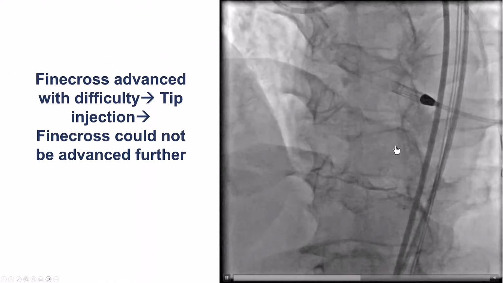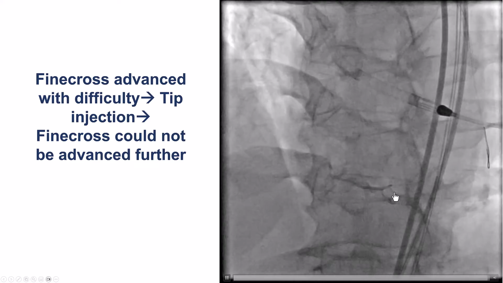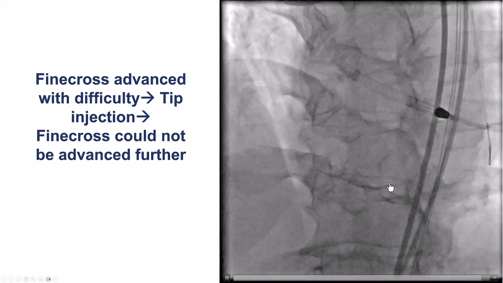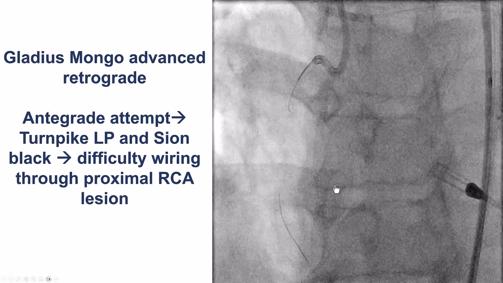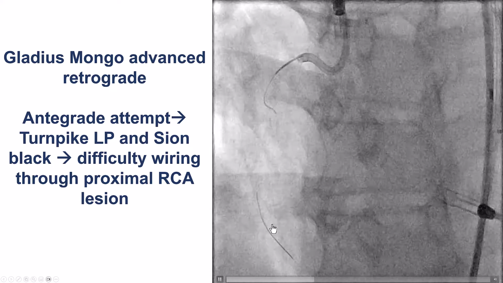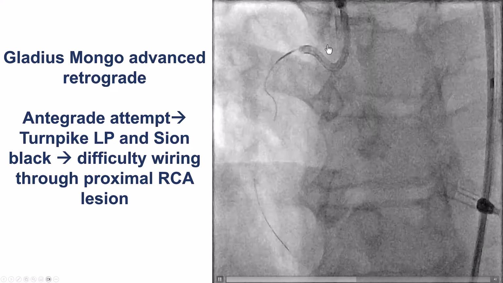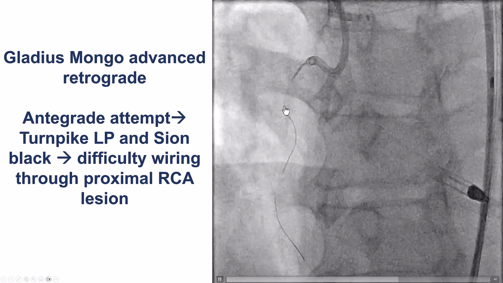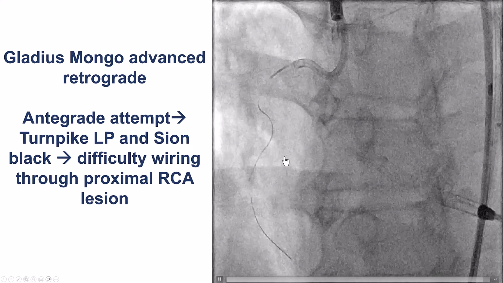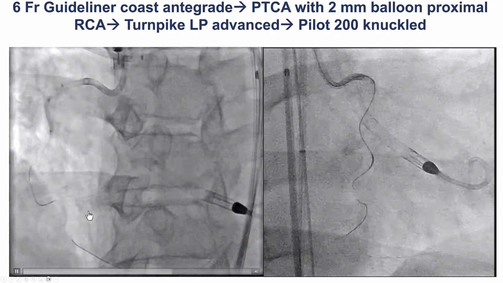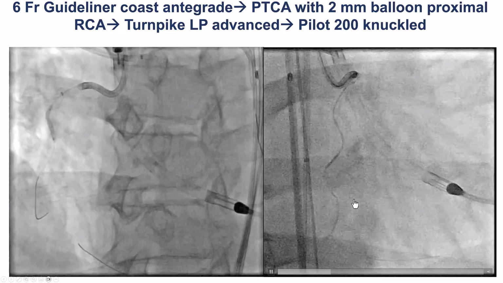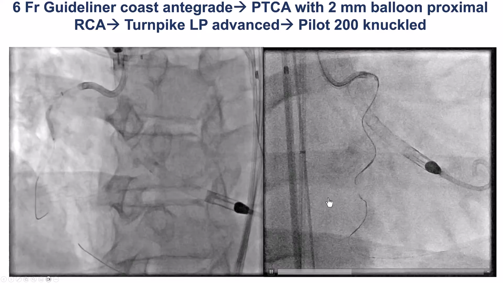But advancing the FineCross was challenging. Eventually, we were successful, and we performed an injection through the FineCross, demonstrating the presence of the distal right coronary artery. However, the FineCross could not be advanced any further. So we advanced the retrograde guidewire, and then we had difficulty advancing it any further, so we decided to go antegrade. We had some difficulty wiring through the proximal right coronary artery, but then we were able to advance the guidewire, and the antegrade and retrograde guidewires were very close to each other.